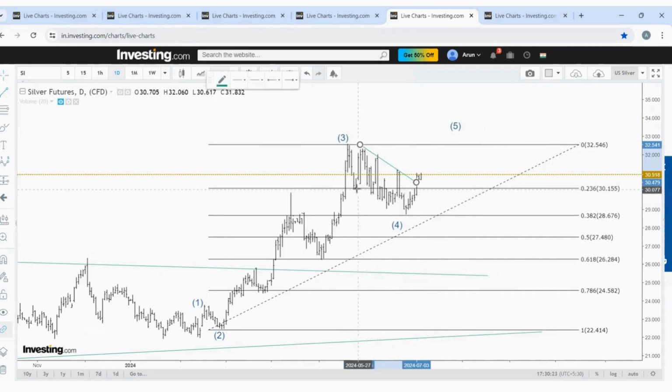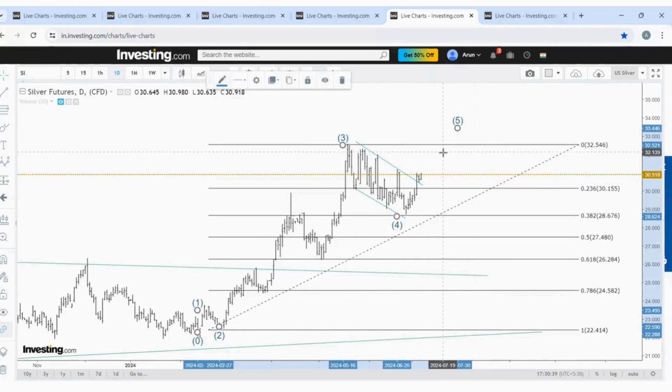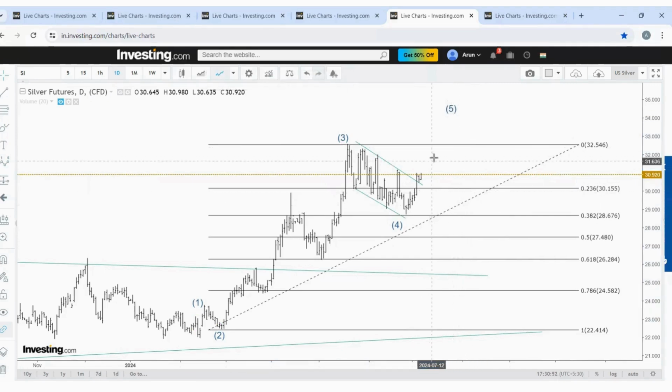And we draw a line, a kind of channel, and it breaks above this. That is the X point, A, B, C, X. So breaking above this $32 confirms the next wave up, and crossing above the 32, silver may reach approximately $34 to $35. Okay, $34 to $35. This is the expectation as of now.